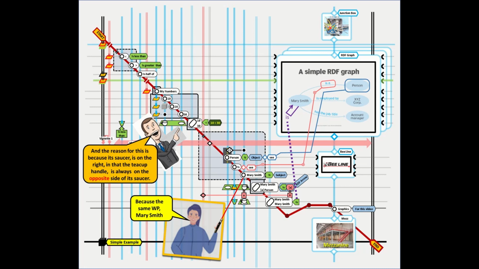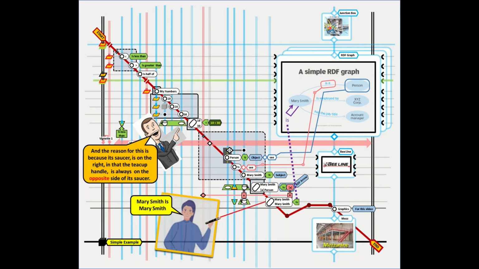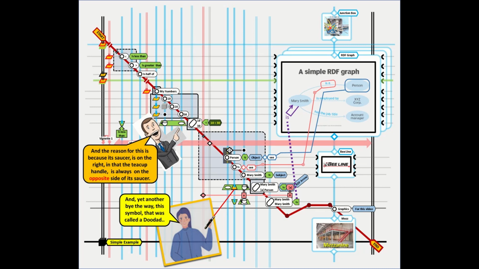And, by the way, here the teacup is on the saucer, because the same white pearl, Mary Smith, is both the subject and the object of this statement. Mary Smith is Mary Smith, kind of a dumb statement at that, but it does illustrate this use case, wherein a predicate refers to itself.